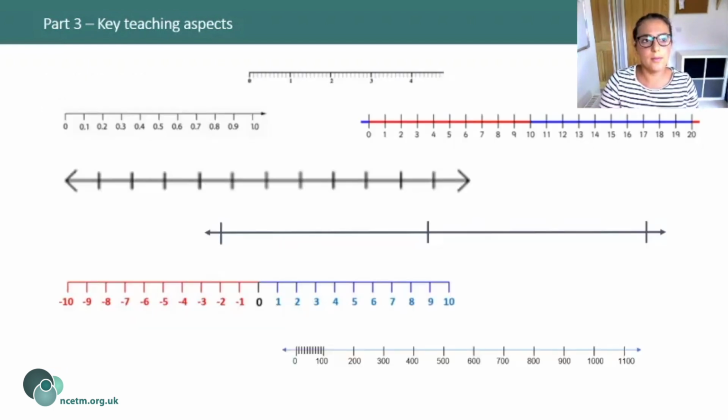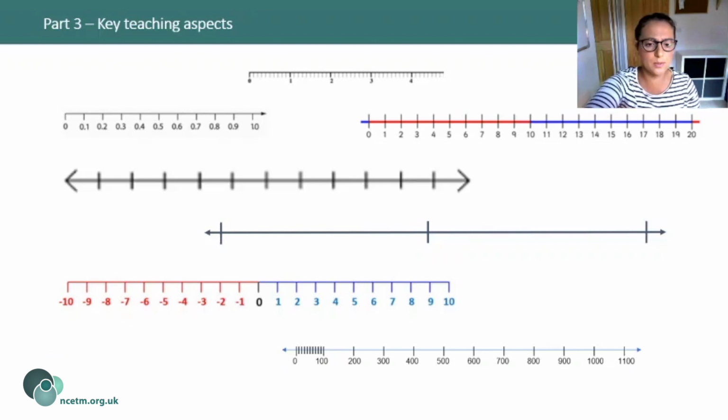So this is key representations. We've talked a little bit about a number line. That one in the middle is one I'd really want to use in thinking about rounding and representations. These are lots of different number lines and not necessarily all ones I would choose to use. I'm not sure about the ones with the red and the blue.